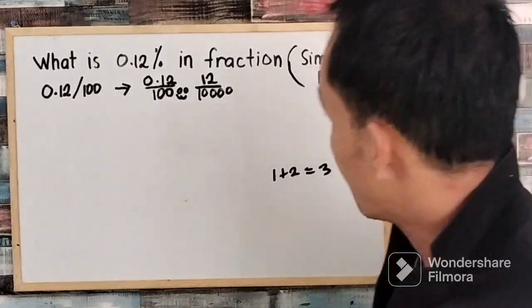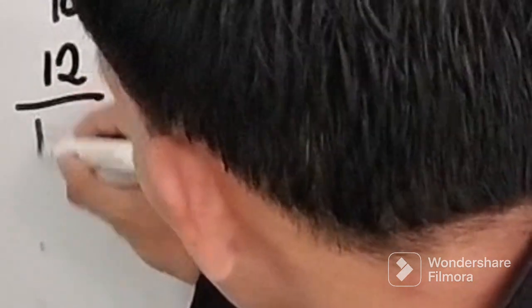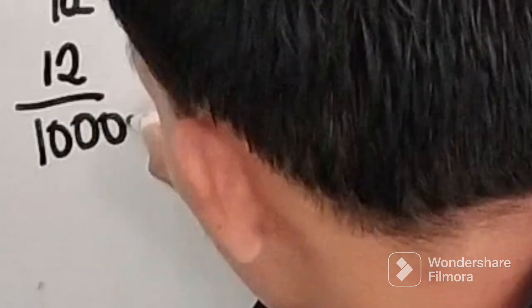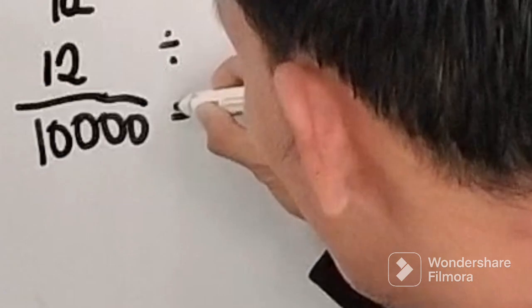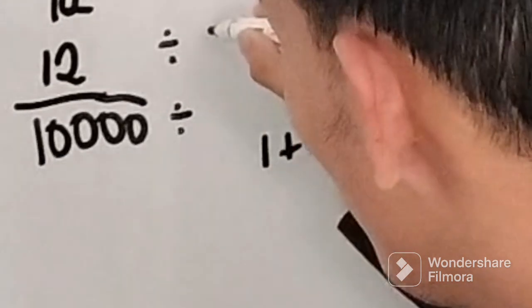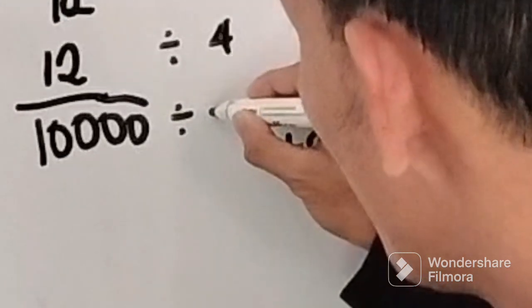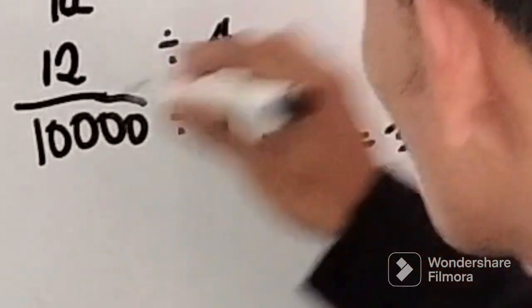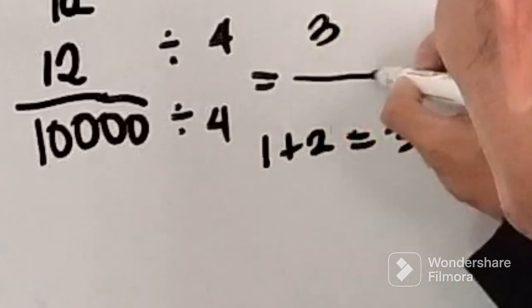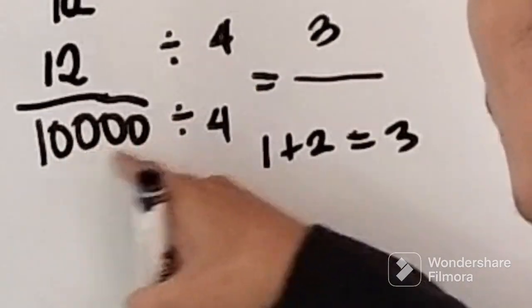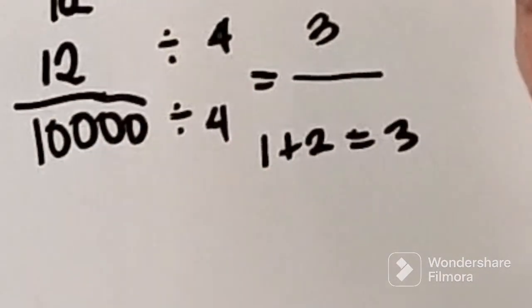Okay, so let's try. 12, we will write it here. Here, 12 over 10,000. So we divide the numerator and denominator by 4. 12 divided by 4 is 3. And 10,000 divided by 4, oh, it's quite a big number.